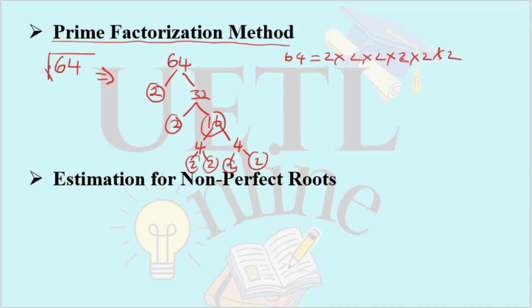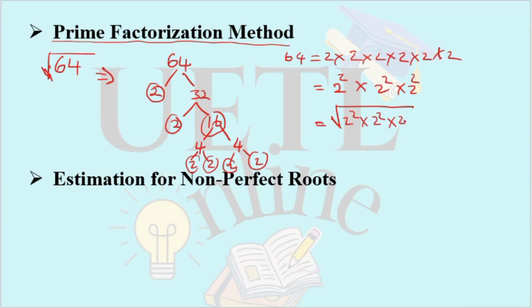Now we have to find the square root of 64. The first thing is, since it's a square root, we have to group these numbers in 2's. So we put it in index form, but the power should be 2. Here it's 2 times 2, so it's 2 squared, times here 2 times 2, 2 squared, times 2 squared. We have to make sure this power is 2. Now if we put the square root on 64, it's 2 squared times 2 squared times 2 squared, right?